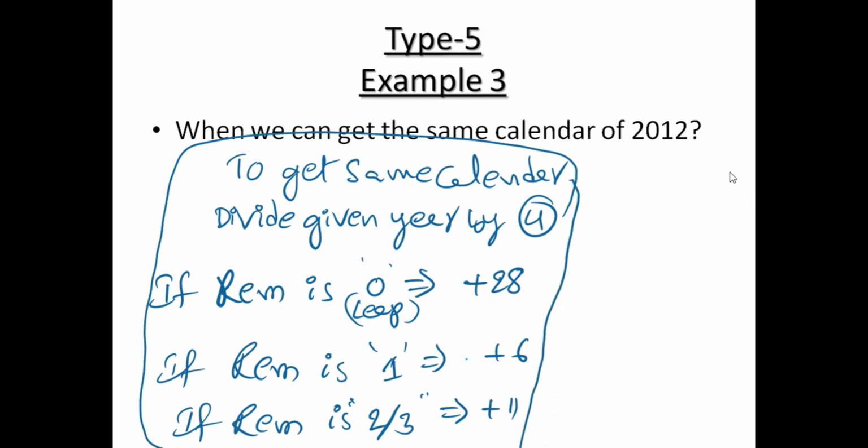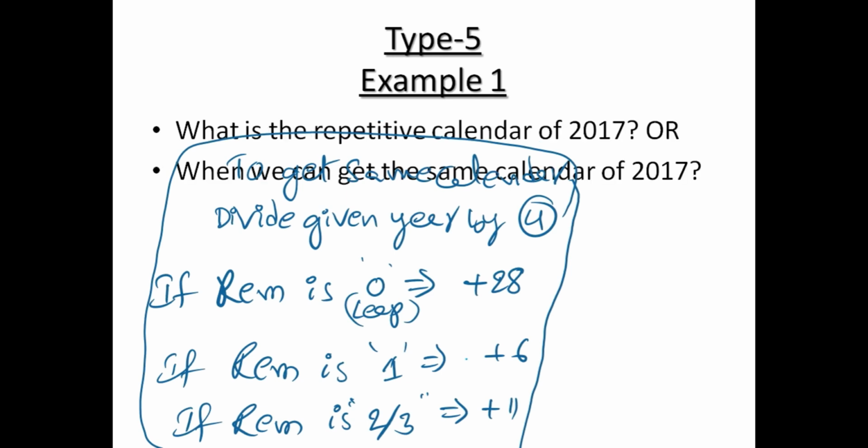Now see the previous questions. 2017. When it is divided by 4, what is the remainder? 16 is divisible, remainder 1. If the remainder is 1, add 6. 2017 plus 6 is 2023. That is the answer.